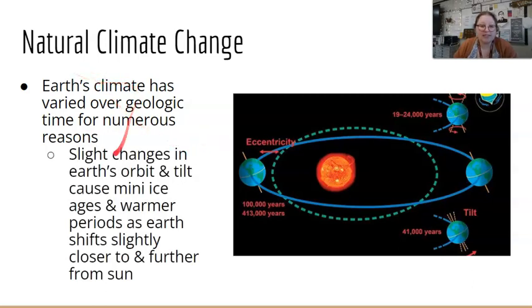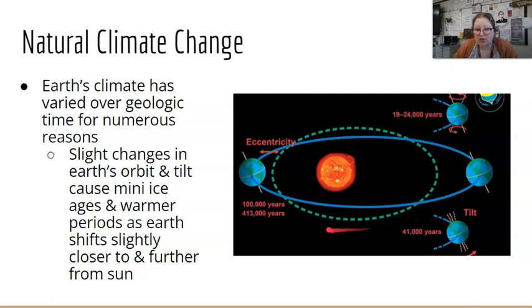So what can cause this natural climate change? One thing is slight changes in Earth's orbit and tilt that can cause mini ice ages and warmer periods as the Earth shifts slightly closer to and further from the sun. So this is the sun, here's the Earth. We don't travel around the sun in a perfect circle. It's kind of like an egg-shaped orbit.